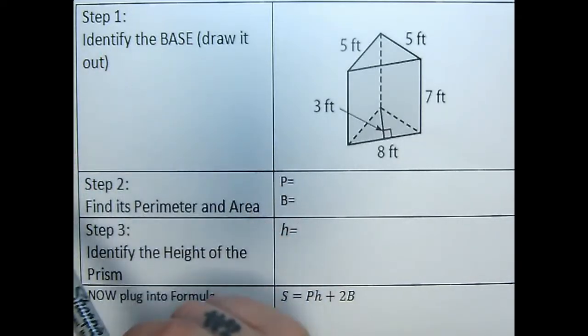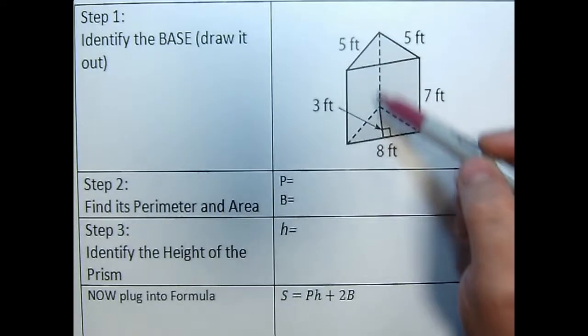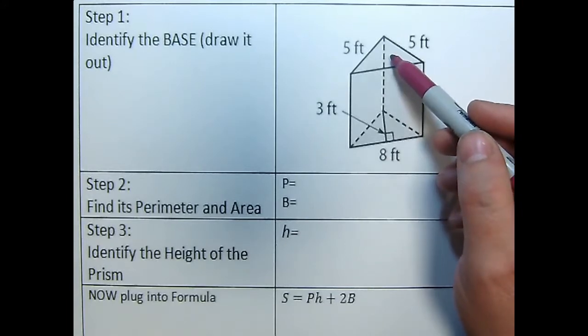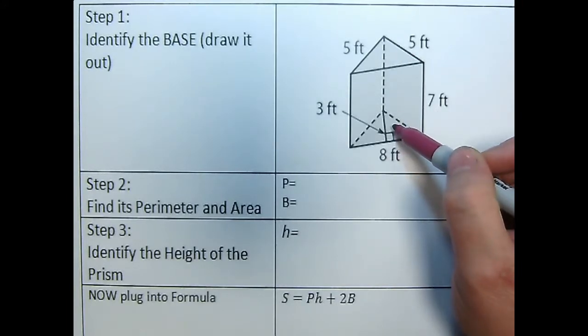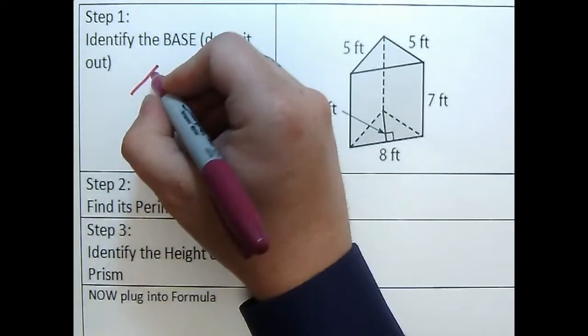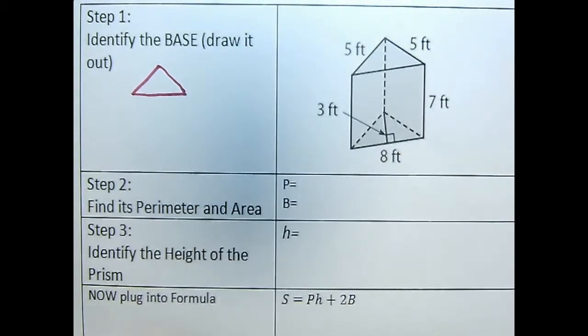And I always like to draw it out to make sure I'm on the right page. So I look at my prism and I notice that I have a triangle on this base and a triangle on that base. So I have a triangular prism, so my base will be the triangle. So I go ahead and draw the triangle out.